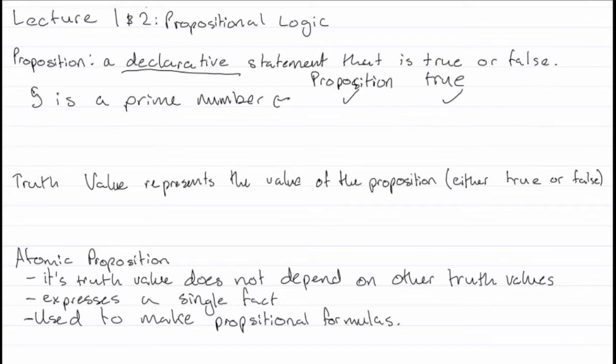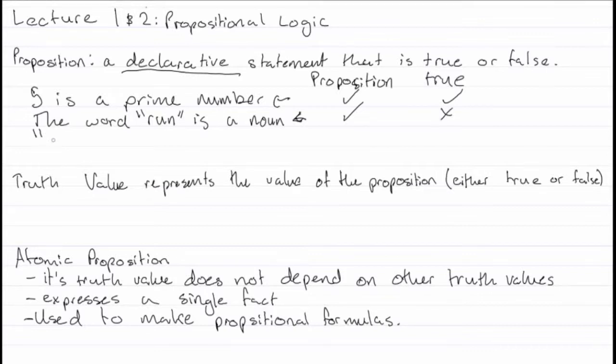Okay, now we have the word run is a noun. Okay. This is also a proposition because it's declaring a fact. It's declaring that the word run is a noun. Well, in fact, we know that that's not true. So it's just a proposition that's not true.